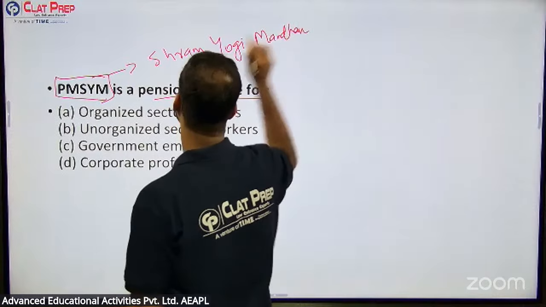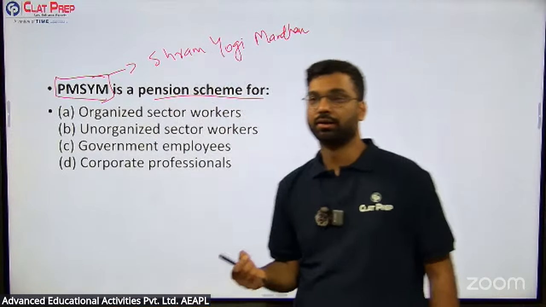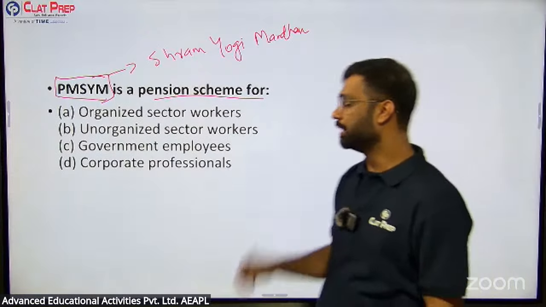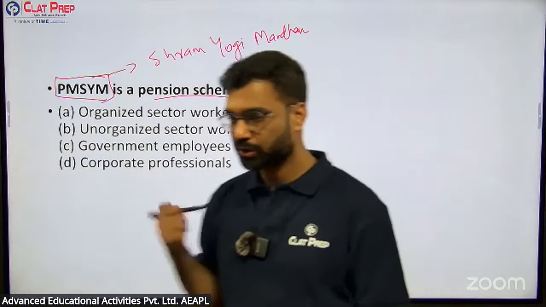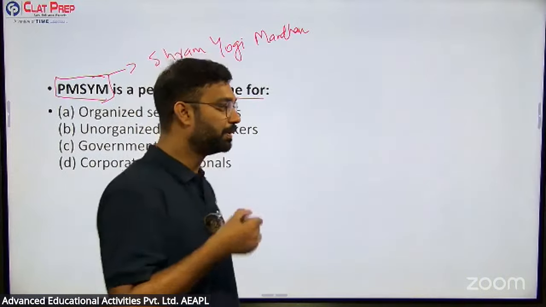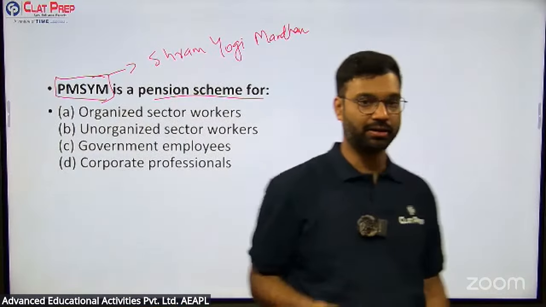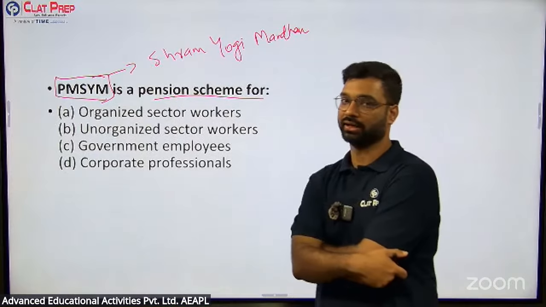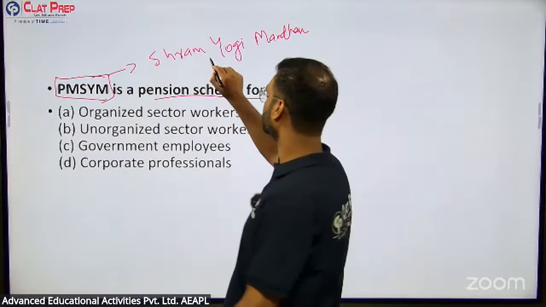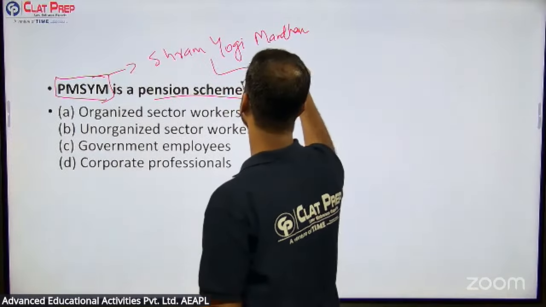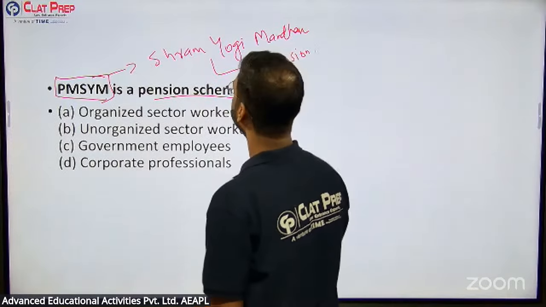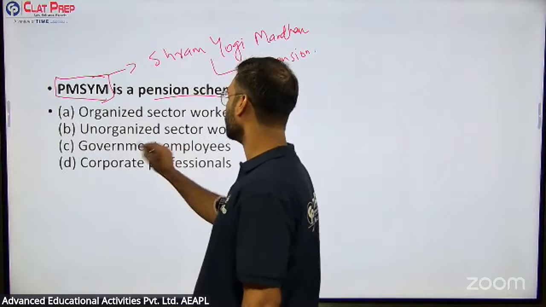Now, under this scheme, the idea is to provide post-employment benefits or social security to workers, people who are working in the unorganized sector. So for people who are working in the unorganized sector, the idea is to provide pension.